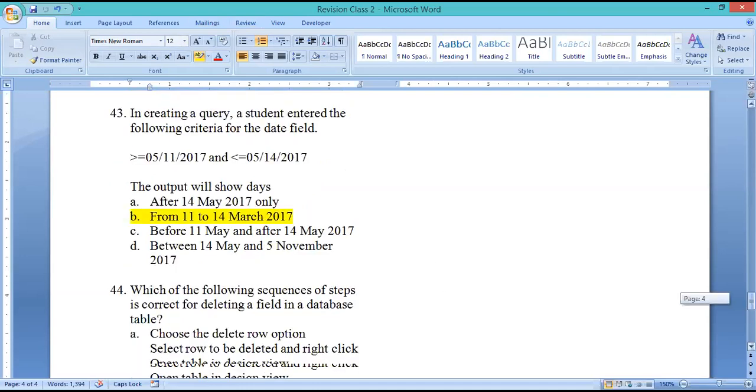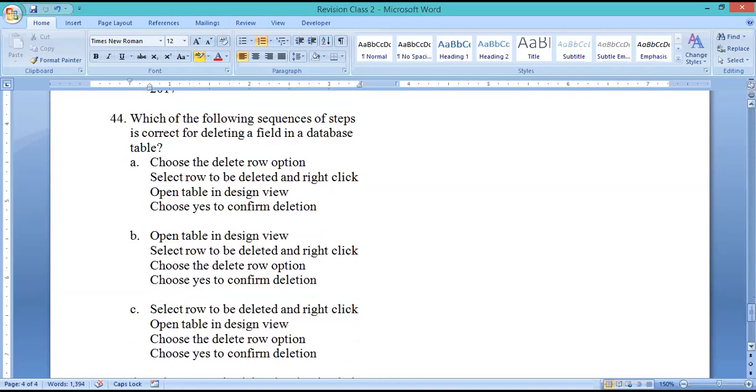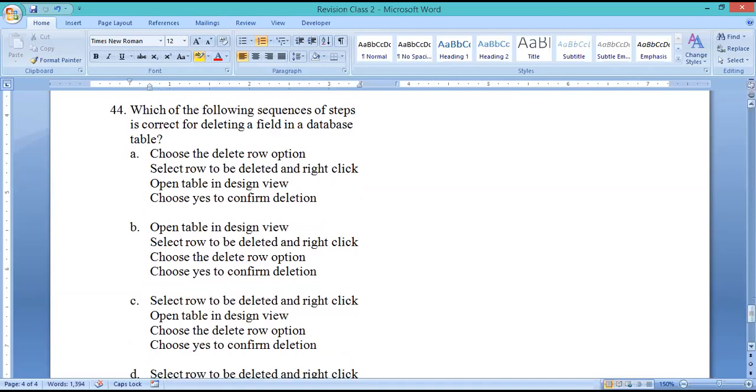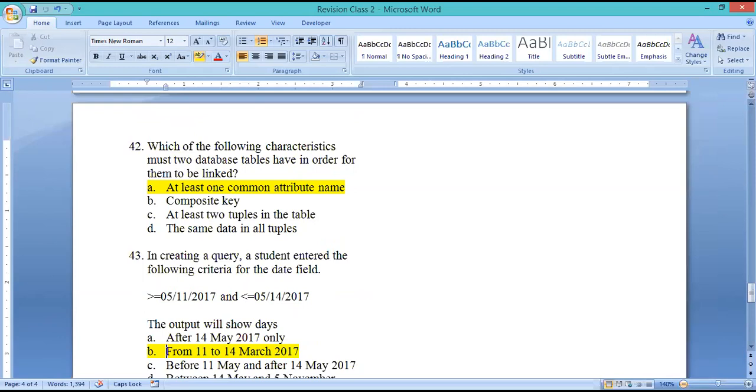Correct. Which of the following sequences of steps is correct for deleting a field in a database? So in a database, you have the fields first name, last name, date of birth, address, class, parent name, parent number. You have all of those fields in a database. Which of these would be the correct way to delete a field? So say you want to delete first name. What are the steps? It should be the correct steps to do that.